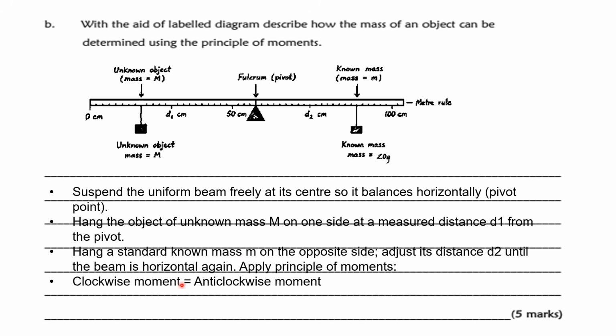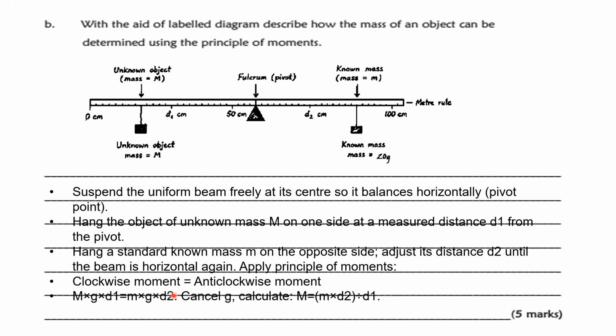So apply the principle of moments. Clockwise moments will be mg times d1. Mg is the force, basically the weight. So the moment this side of the system is equal to the moment on the other side. Mg is just weight, so you can see g is common. That means by the end of the day, you only have mass to deal with.